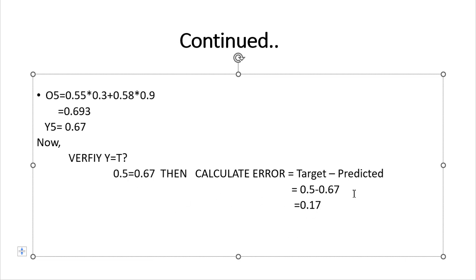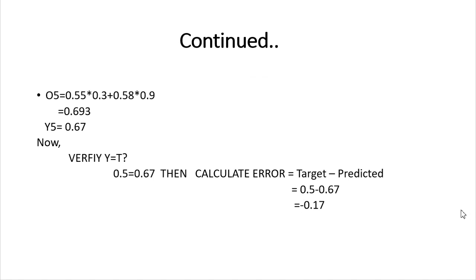The error has to be calculated in every pass. So the error is the target minus predicted. The target is 0.5 and the predicted is 0.67. Then the error is minus 0.17. So this is the one pass you completed. As we already know, we are not satisfied with the error, so that's why we have to perform the back propagation.